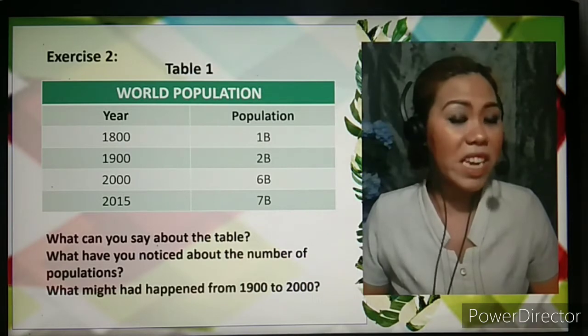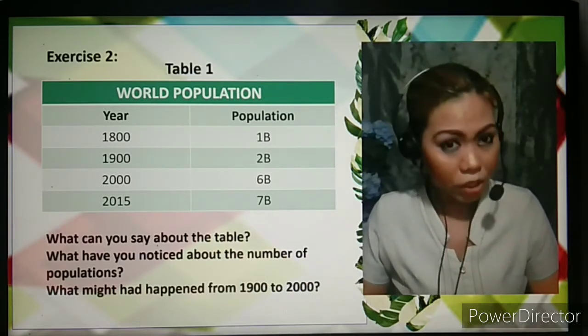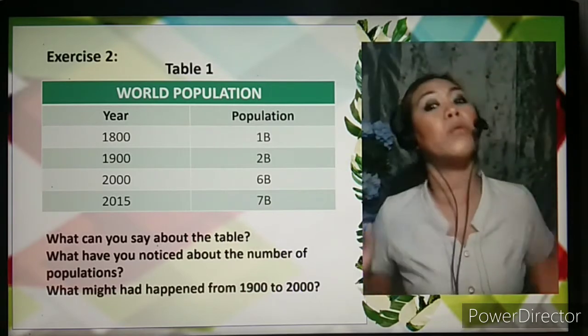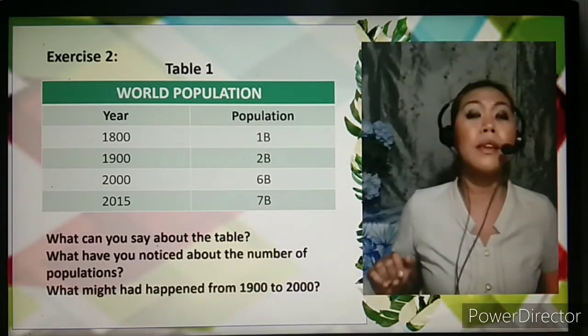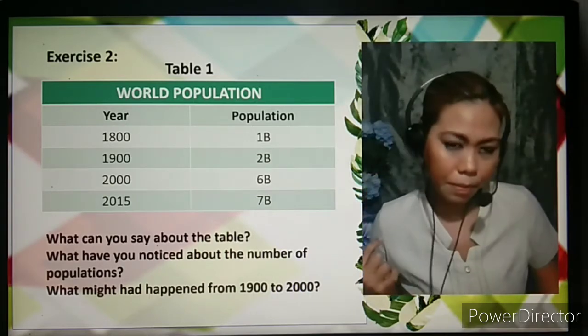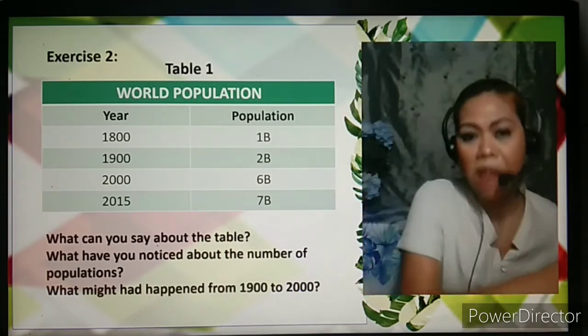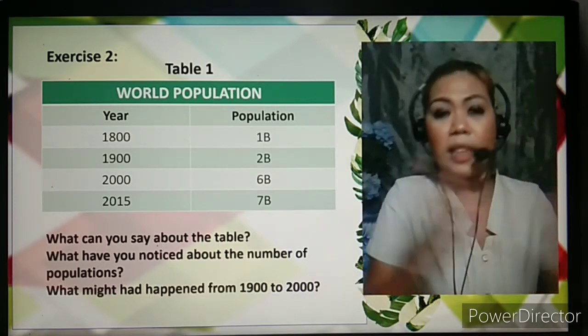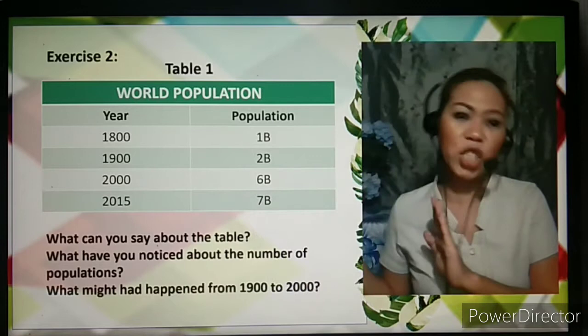Okay, guys, we're here now in exercise number 2. As you can see, there's a table right there, and it is the world population. In the first column is the year, and the second column is the population.